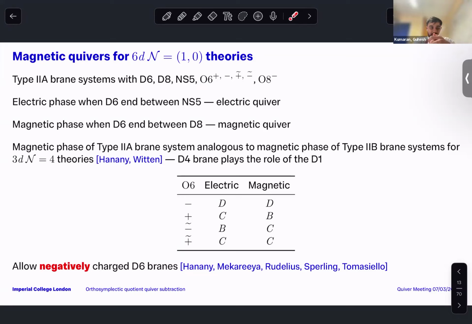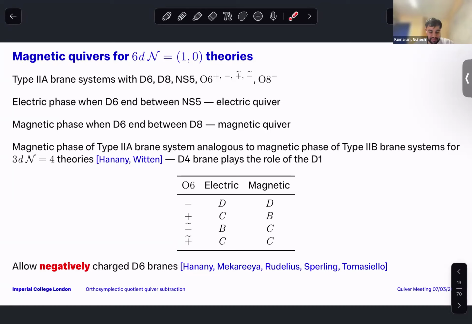So such a brane system has two important phases for us. One is the electric phase, which is when all the D6 branes end between NS5s, and associated to this is an electric quiver. And the magnetic phase is when all the D6s end between D8s. Okay, and it's in the magnetic phase from which we will be able to read a magnetic quiver. So the magnetic phase of the Type IIA brane system is analogous to that of Type IIB brane systems for 3D N=4 theories, where the D4 plays the role of the fundamental object here.